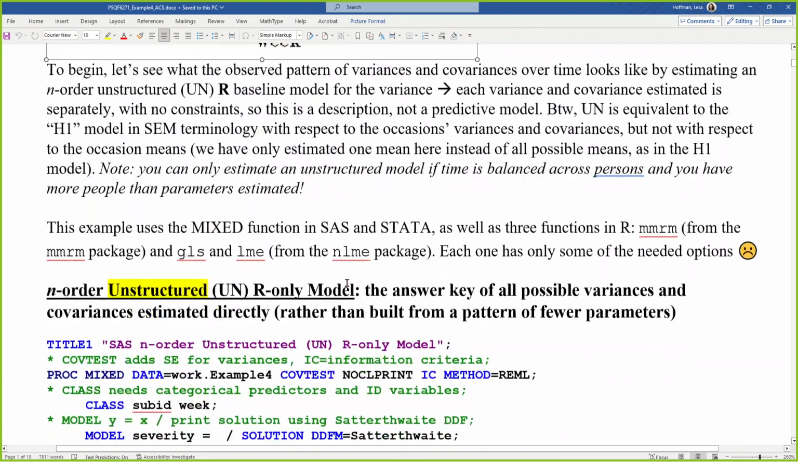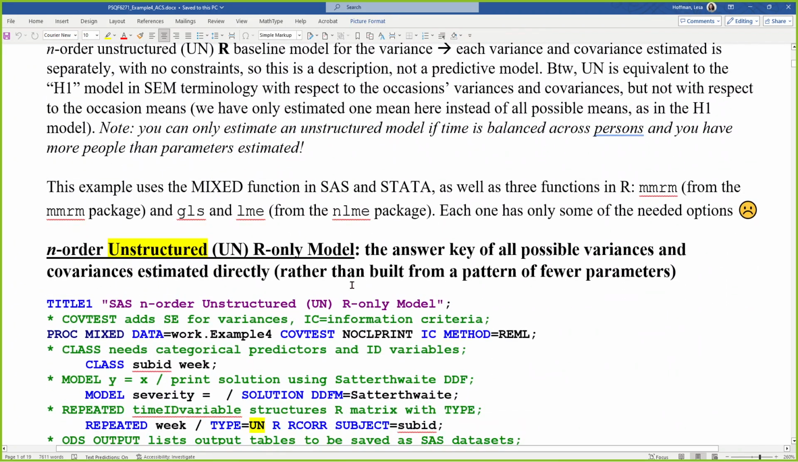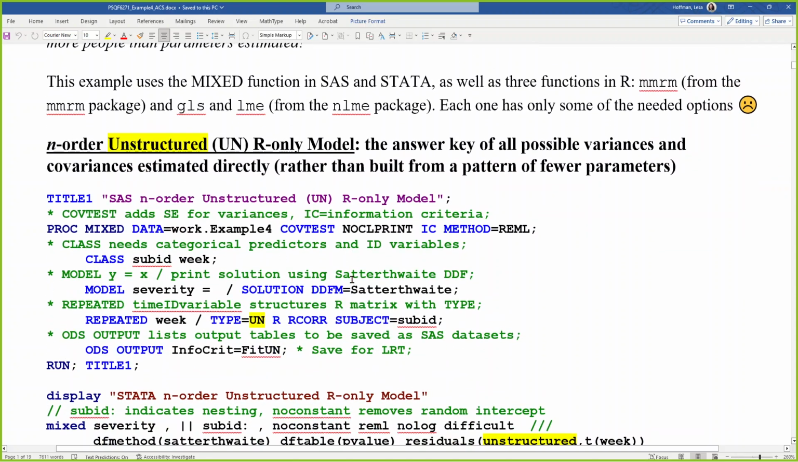Yep. So let's see the answer key. Because I knew this was going to be a lot, I highlighted the things that change. Is that fair? It's the same code every time with one word switched. So, unstructured. And I'm including SAS in here because there's certain combinations I can only get from SAS. So you get exposure to that.